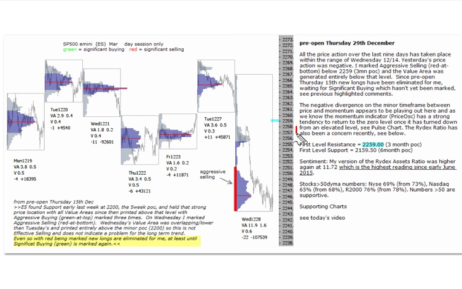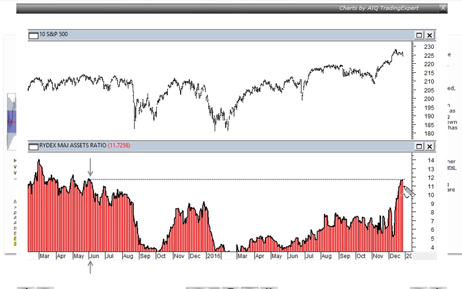I also said that the Rydex ratio has been a concern. If we look down here under the sentiment, the Rydex assets ratio, or my version of it, was higher again yesterday at 11.72. That is the highest reading since early June 2015. So you can see over the last few days, since mid-December, there's been quite a rapid rise in the Rydex assets ratio, up to a level not seen since back over here in June 2015.